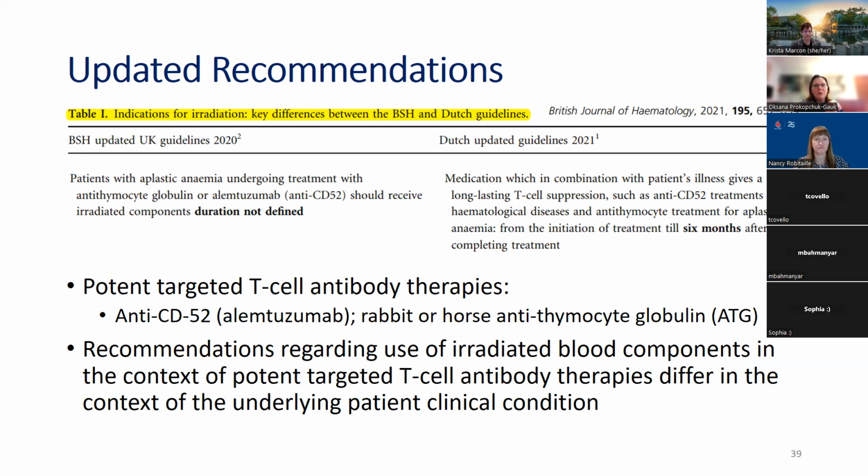With regards to alemtuzumab and ATG, there again was a little bit of difference between the 2 guidelines. Recommendations regarding the use of irradiated components in the context of potent targeted T-cell antibody therapies do ultimately differ depending on the underlying patient condition. So where the British couldn't really define a timeline, the Dutch suggested that with anti-CD52 agents like alemtuzumab, there could be a consideration for removing irradiation from 6 months after completing treatment.